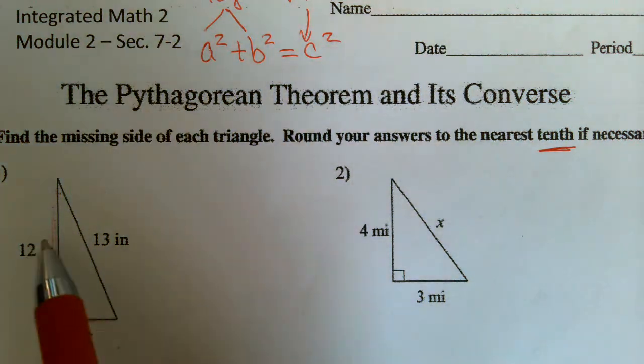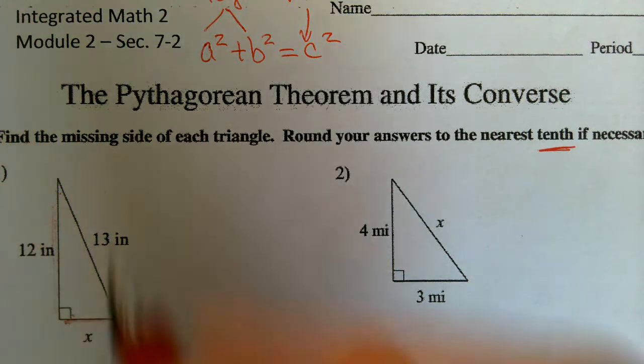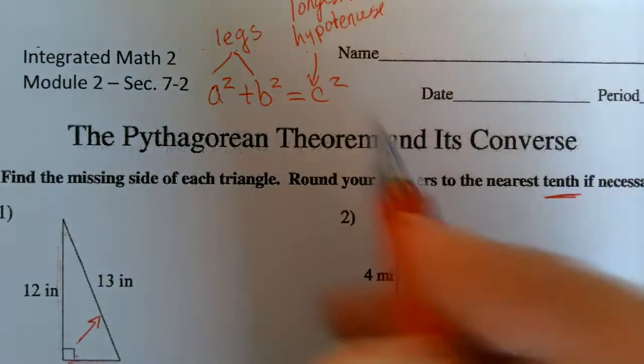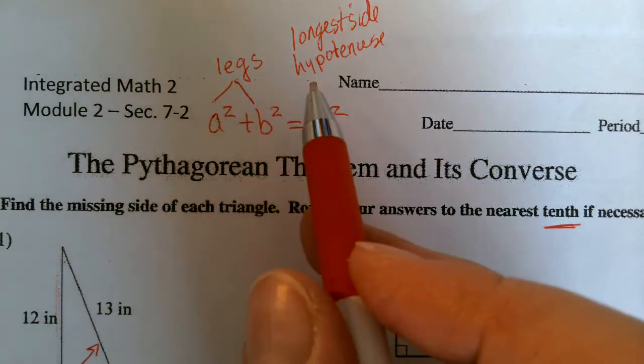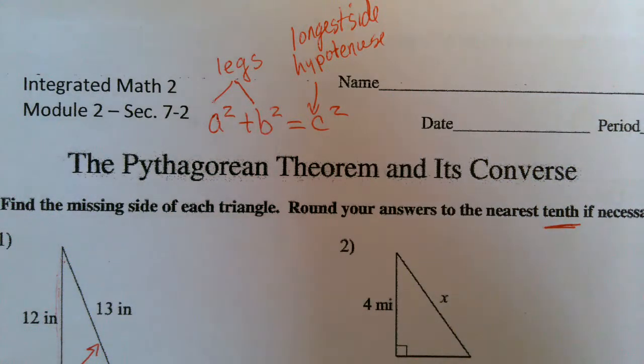That's how I know these two are the legs, because I know 12 is smaller than 13, but I don't know if X is going to be bigger or smaller because it doesn't have to be drawn to size. So I know that these are the legs because they're off of the right angle. Hypotenuse is always opposite the right angle. All right, so A and B have to be legs. Hypotenuse is always the longest side, opposite the right angle. Okay, got it?